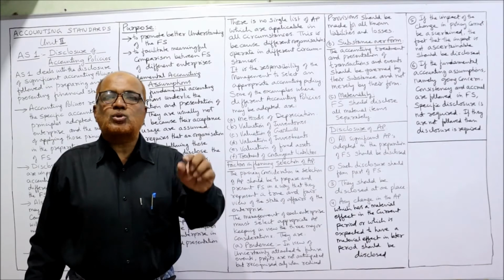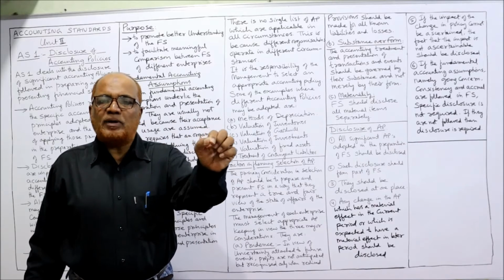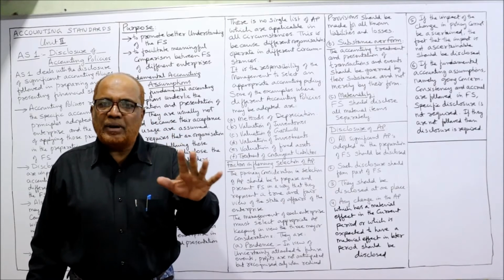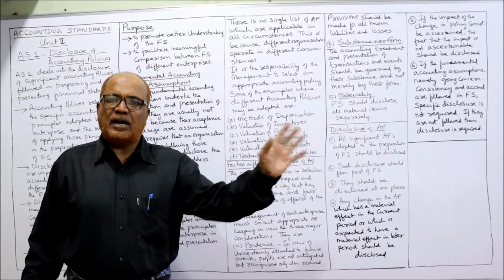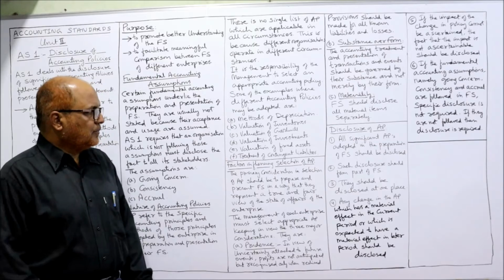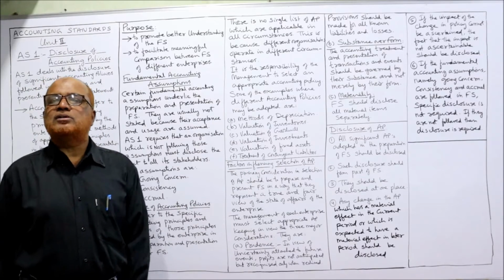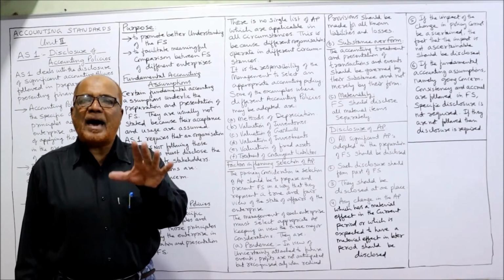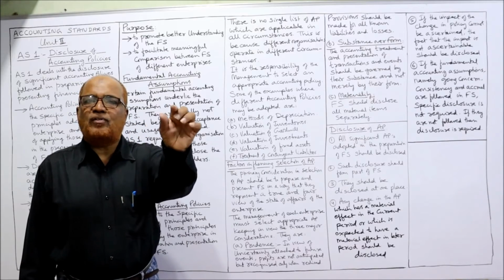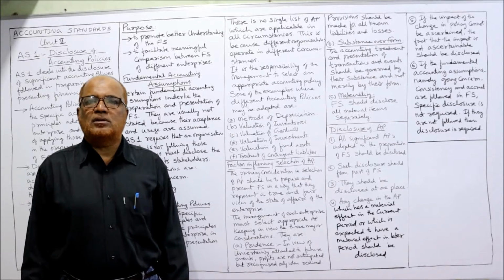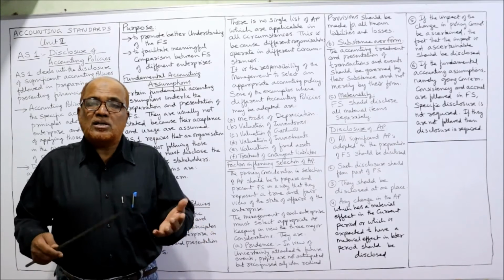The business has to select, the management has to select any one of the methods of accounting, and the same method should consistently be adopted every year. That's all. Now, factors influencing selection of accounting policy. Just now I told you the management is responsible for selecting an appropriate accounting policy. Now, on what basis does he have to select?